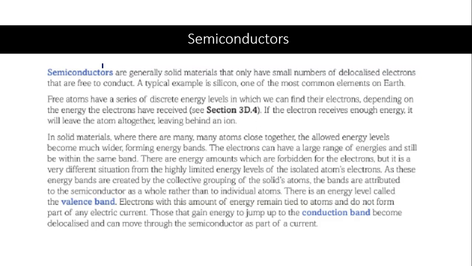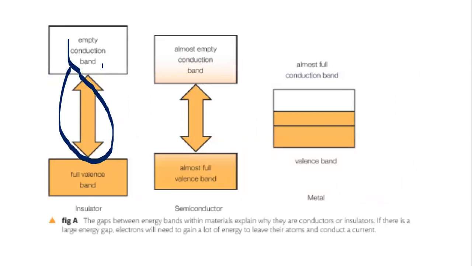Those electrons that are found in the conduction band are able to become delocalized, and they can move through the material and cause electrical conduction. When we talk about a metal, you can see this is the valence band and this is our conduction band. The space between the valence band and the conduction band is practically non-existent. So electrons need only a little bit of energy before they can jump from the valence band to the conduction band and become delocalized.